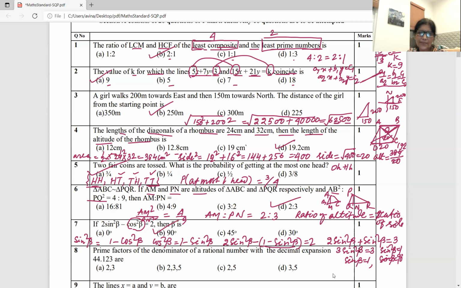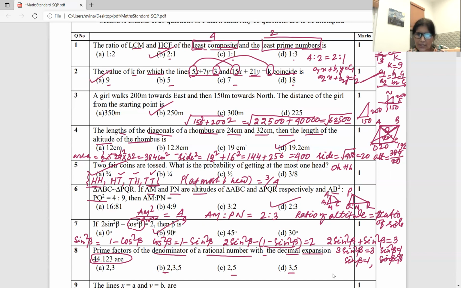Next question number 8. Prime factors of the denominator of a rational number with decimal expansion 44.123 are: 2 and 3, 2, 3, 5, 2, 5 and 3, 5. First we'll see whether it is terminating or non-terminating. Is it terminating? Why? Because it has finished and there is no recurring, there is no bar above.